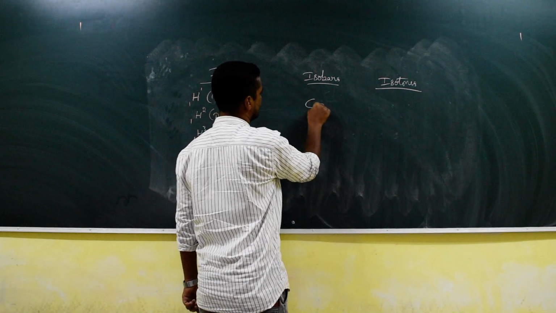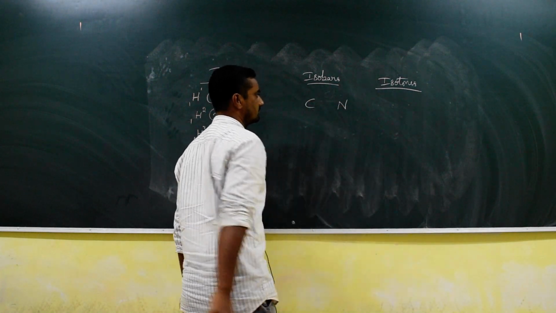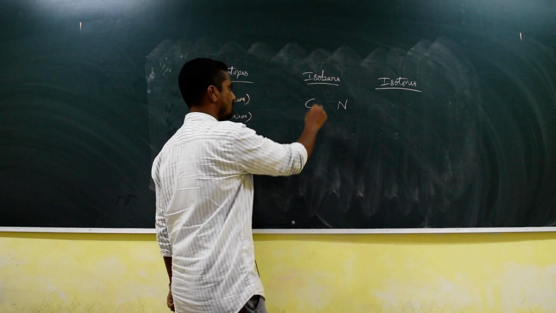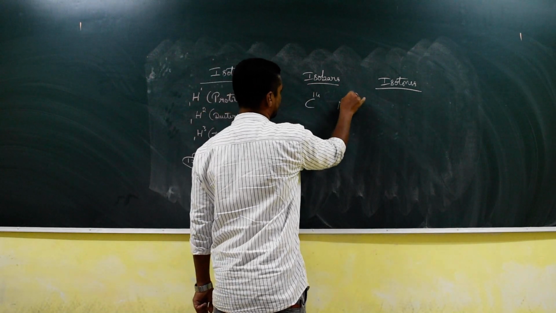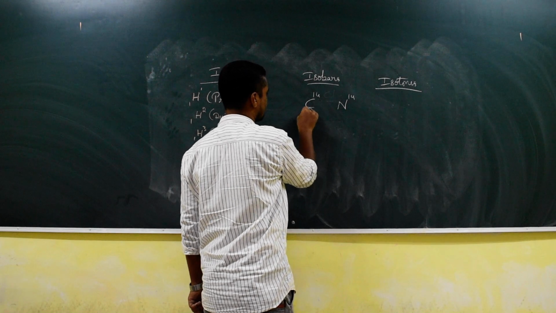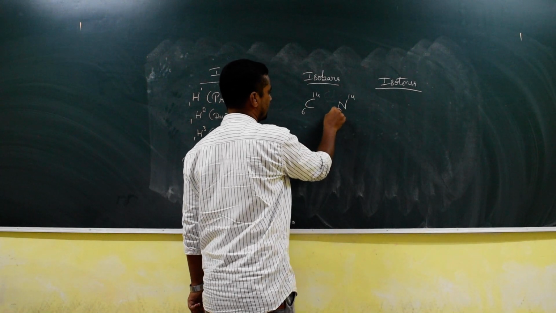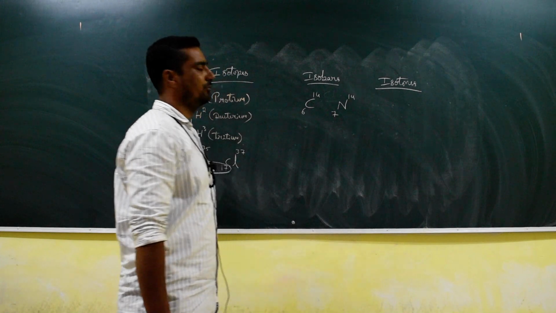I'll give an example. So that is in carbon, and if we go for the nitrogen. The isotopes of carbon atom, that is 14. Here it is also 14. Here the atomic number is 6. Here the atomic number is 7. So now only you can easily explain what you mean by isobar.